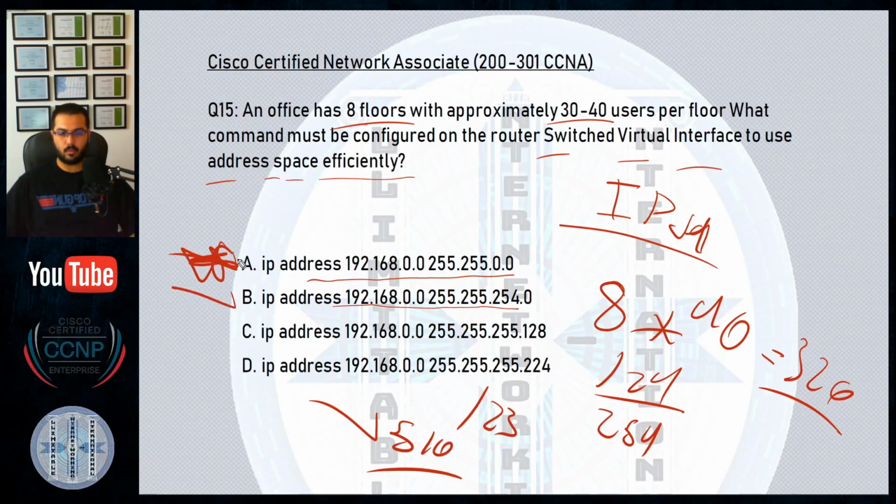No, what are you doing? No. Okay, this will be /25, which gives 128 IP addresses. No, and this will be /27, extremely not efficient. So B. Yes.